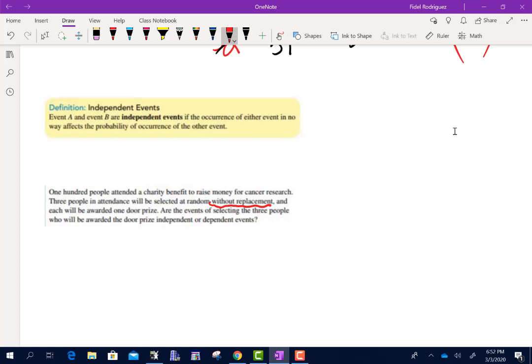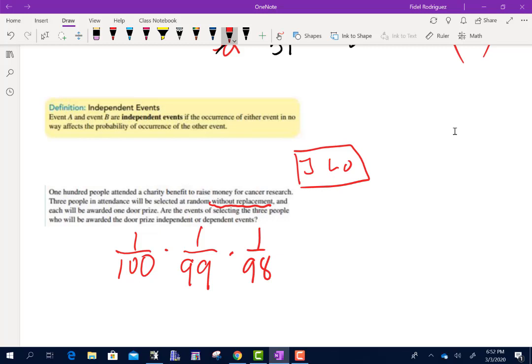Okay, so we have 100 people, right? The chances of you getting the prize the first time is 1 out of 100. The second time, the chances are 1 out of 99. And the third time, it's 1 out of 98, right? Because we are not replacing it. So if J-Lo, again, because I'm going to choose her, is at this event and she gets chosen the first time, they're not going to let her get the second one, right? Because it's without replacement. So you got the first prize, you can't go again.